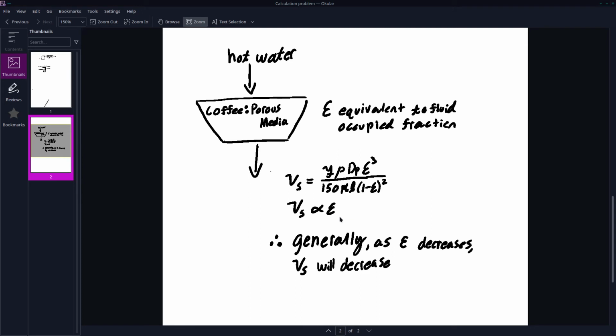So as the void fraction increases, as the grind is coarser and there's more occupied by water, that velocity is going to increase, which will decrease the residence time and result in a weaker coffee. So as you grind finer, you'll get a stronger coffee because that superficial velocity will decrease and the residence time of the water in the filter will increase, which is why people who are really into coffee like to grind their own beans in order to get the optimal fineness for their strength of coffee. And we can see that through the use of our fluid mechanics concepts.